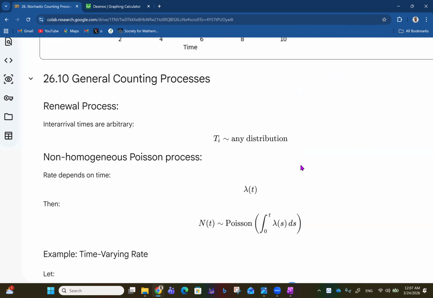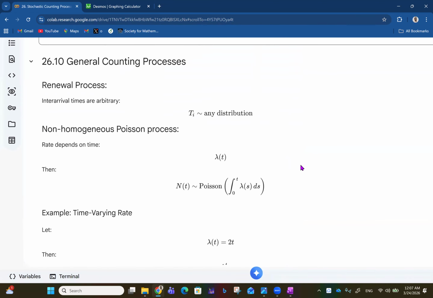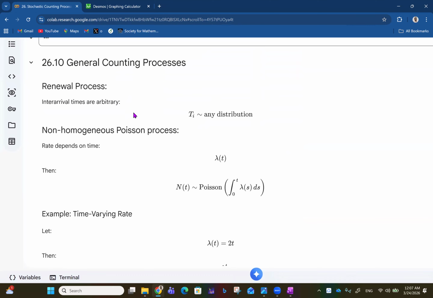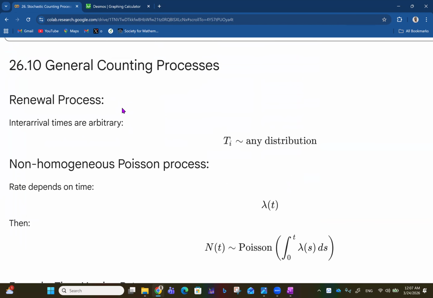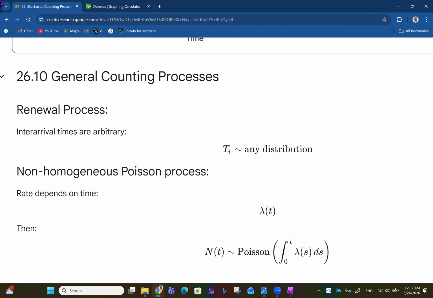Then you have the general counting processes. One of the special cases of counting processes is the Poisson process we just talked about. Some other counting processes include the renewal process, where interarrival times are arbitrary. So you have T of i, the interarrival times, which can follow any kind of distribution.